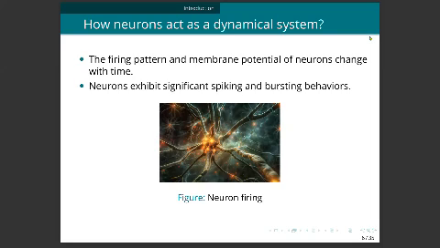Also, neurons exhibit significant spiking and bursting behavior. Spiking behavior is the generation of an action potential when a signal reaches the neuron. And after the generation of an action potential, there will be a relatively silent period. This silent period is known as bursting. So all these phenomena are exhibited by neurons. So we can say that a neuron acts as a dynamical system.